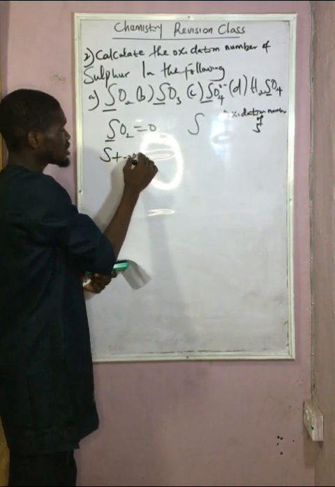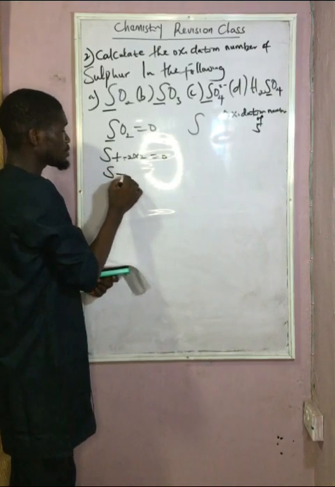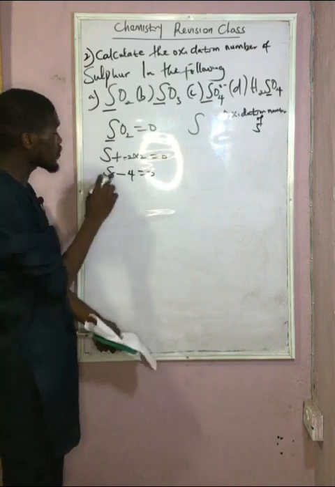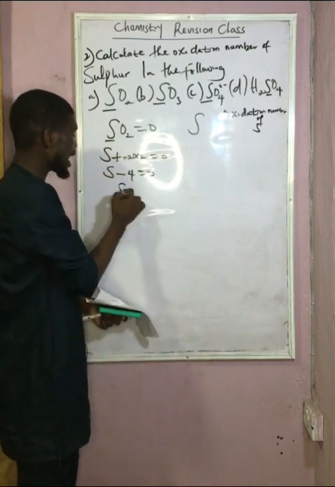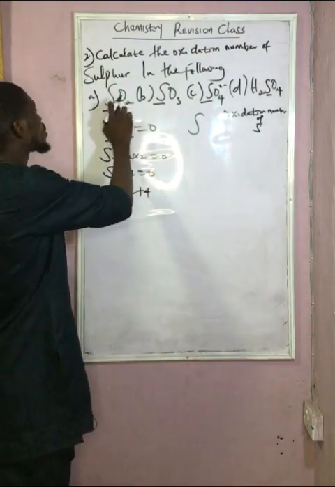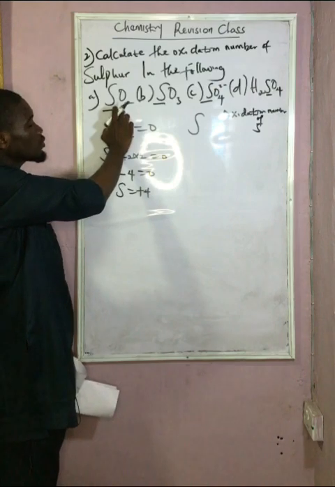What do you have here? Times 2 is equal to what? 0. Minus times plus, say we have what? Minus 2 times 2, we have what, class? 4, equal to 0. So if we take this to the other side, S is equal to what? Plus 4 for this now. So the oxidation number here for SO2 is what?